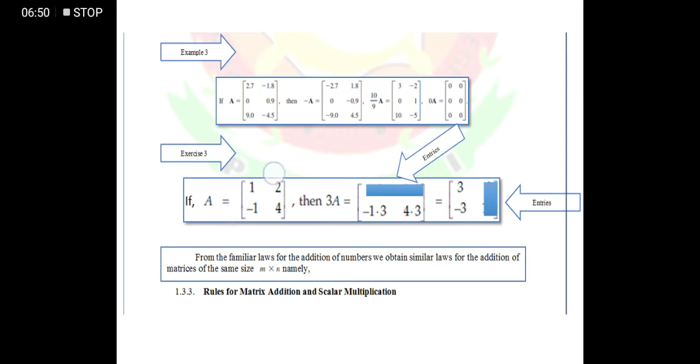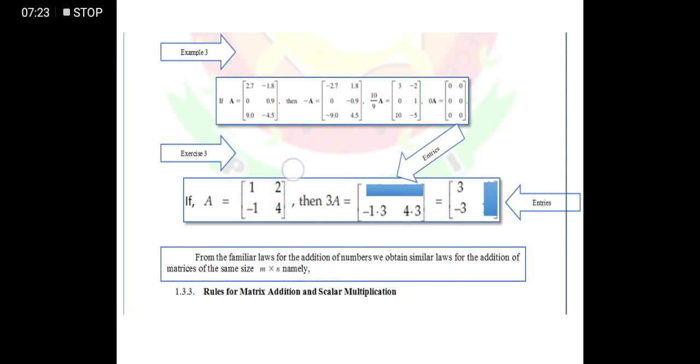Then, negative A is equal to, you just negate these quantities here. Okay? Because what it actually means, from the definition in our previous discussion, for you to be able to multiply your matrix with a scalar quantity, what you do is multiply that scalar quantity to each entry of the matrix. So, that's why in here, the scalar quantity is negative 1. So, that negative 1 is multiplied to each entry of our matrix, no?